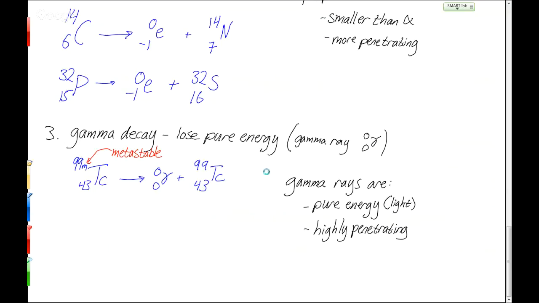Okay, so those are the three major ones. There's another one listed in the book, positrons, and we'll skip that one. I'm not sure why, but it's not in the course objectives. And then the last thing we're going to look at is two other types of nuclear reactions, nuclear fission and nuclear fusion.